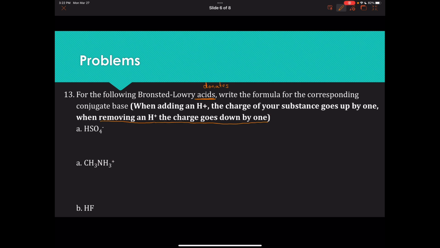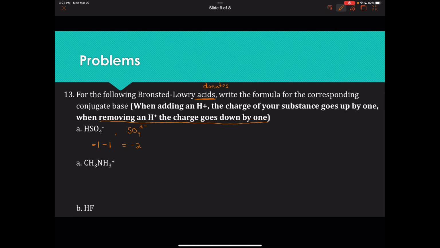So if my HSO4 minus is an acid, it's going to donate hydrogen, so we're going to lose that hydrogen there. So its conjugate base has one less hydrogen, so we get SO4. Now we need to know the charge. The original charge was -1. We removed a hydrogen, so we subtracted a hydrogen. We need to subtract a charge. We removed one hydrogen, we remove one charge. So -1 minus 1 is going to be -2. So the charge on my ion here is 2 minus. So if HSO4 minus is my acid, SO4 2 minus is its conjugate base.